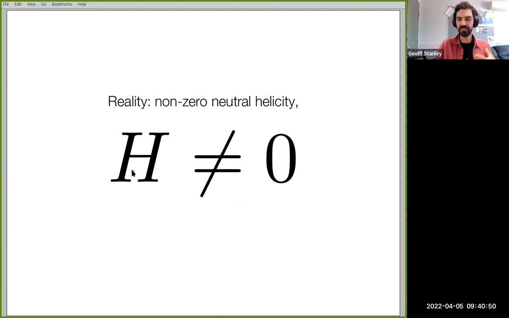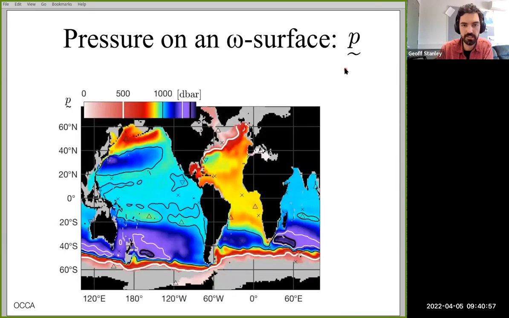Okay, so in the real ocean, there is non-zero helicity, and we don't actually have surfaces that are perfectly neutral. So what can we do? Well, let's go back and say, we'll build an omega surface, so it's quite an accurate neutral surface. And I'm just plotting now for you the pressure on that surface. So the 1000 decibar pressure contour, for example, here, the point of this theory is to say that along this pressure contour, the density should be constant, but it can be a different density than exists along this 1000 pressure contour in the South Atlantic.